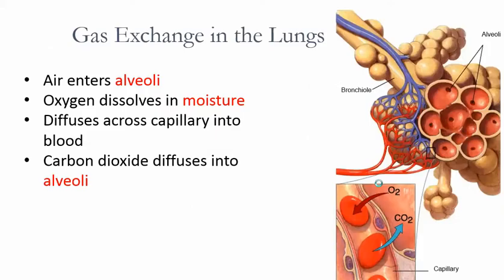So this gas exchange, as I said, occurs in the alveoli. So the oxygen, there's moisture in there, right? So that oxygen will dissolve in the moisture. And because the concentration of oxygen is greater in the alveoli, it will diffuse through passive transport into the capillaries. And then the opposite happens for the carbon dioxide. Since the concentration is greater in the capillaries, it will diffuse into the alveoli and be able to be exhaled.